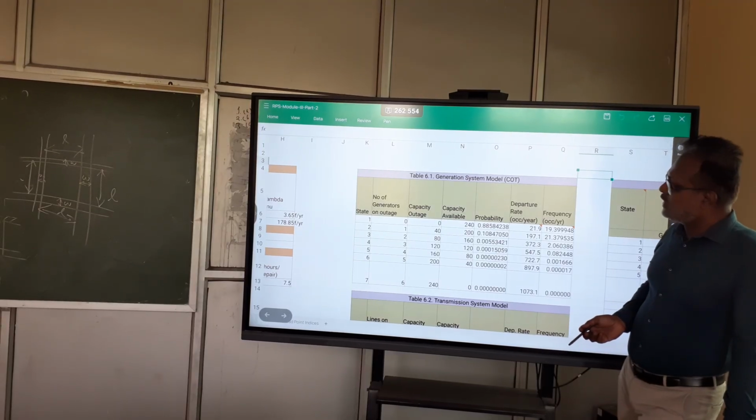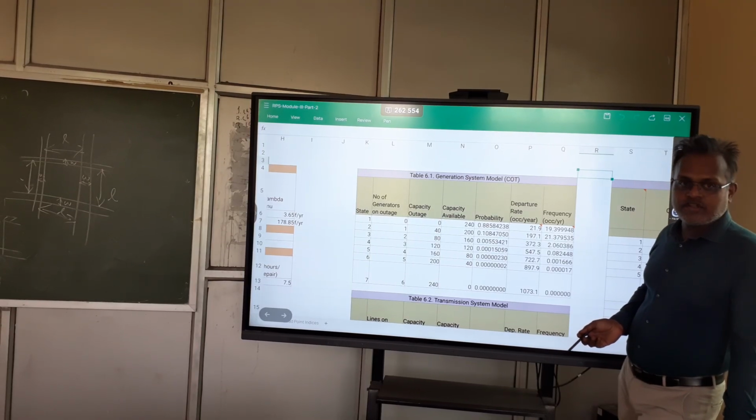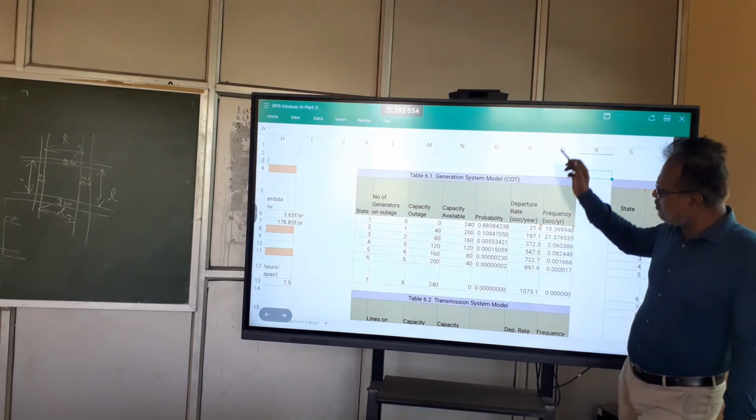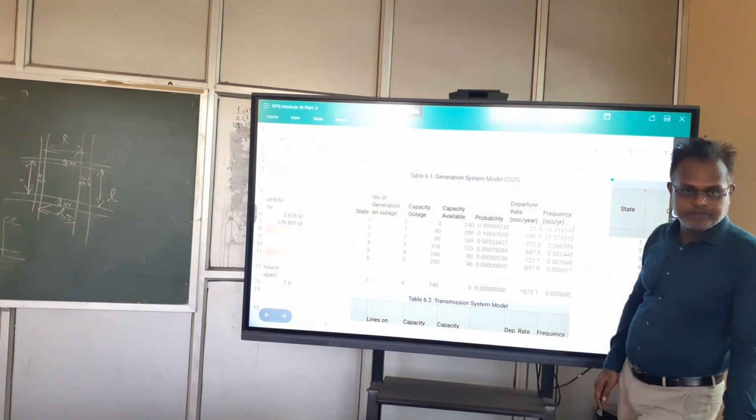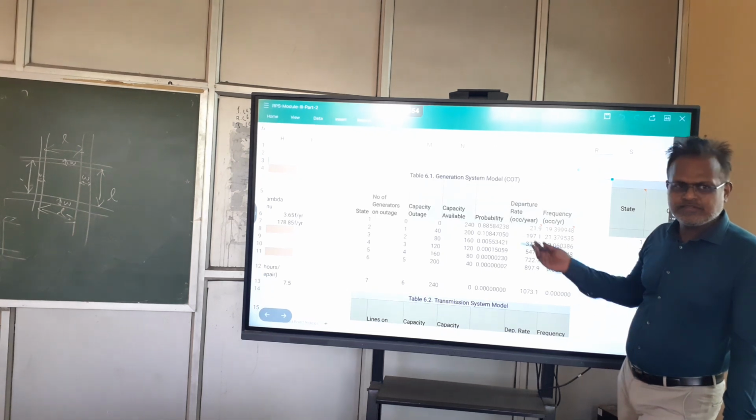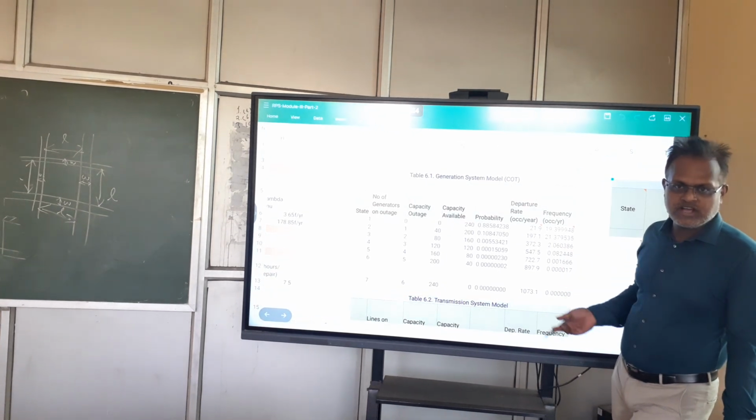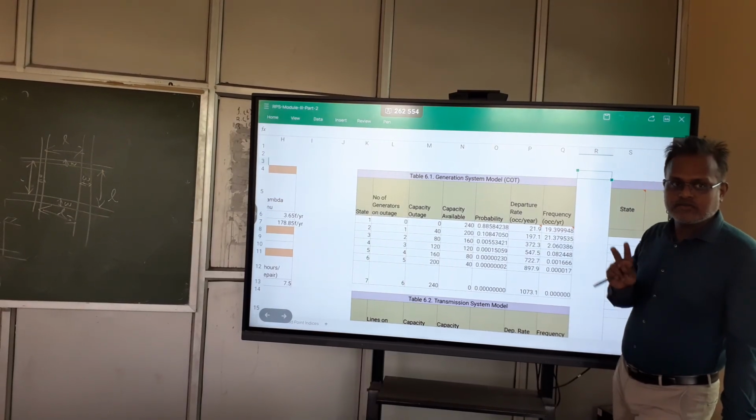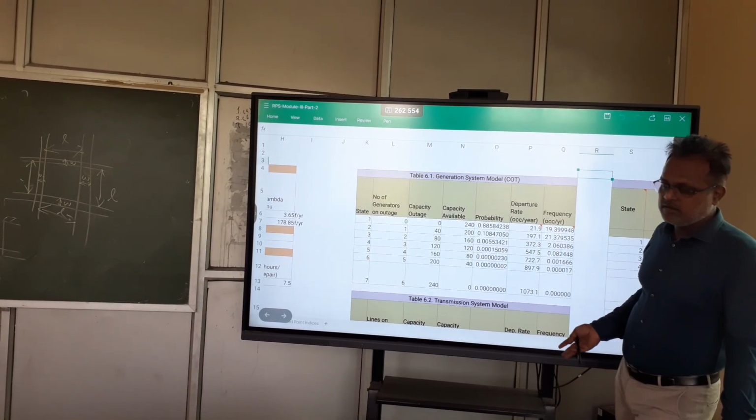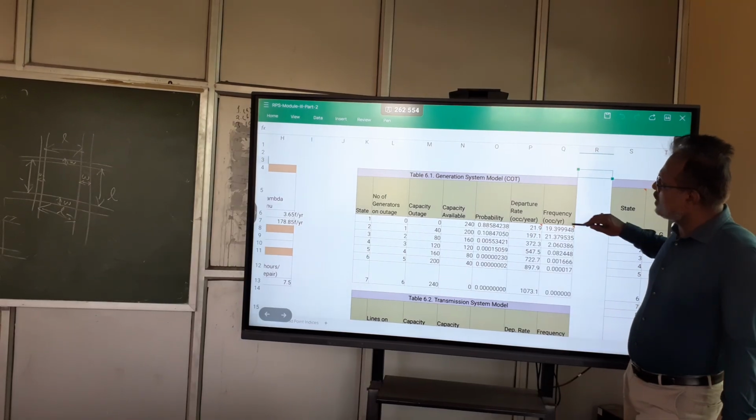Okay. So in the exam, if you are asked for the generation system model, then if you complete this whole thing, you get 4 marks. Actually, this is 6 marks. If this whole question comes for the generation system, it will be 6 marks. For the transmission system, it will be 2 marks. So if you complete this part, then you get 6. Next.